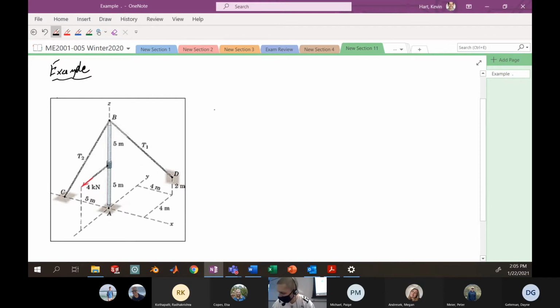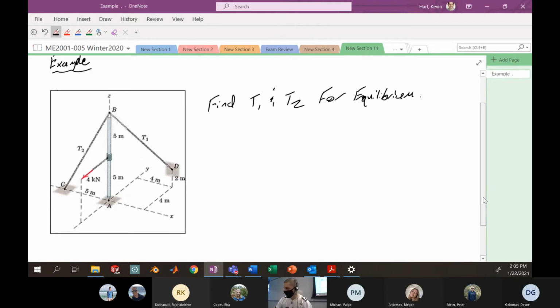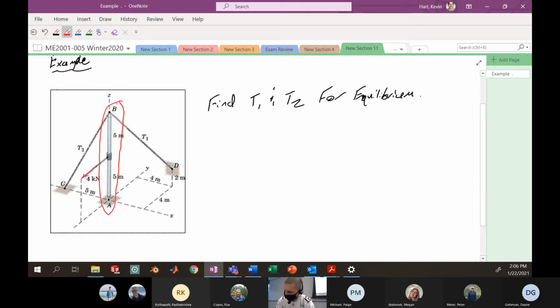And really what we want to do is find T1 and T2 for equilibrium. All right. Okay, so let's do it. First thing we want to do, always for these types of problems, draw a free body diagram. And specifically in the problem, we're asked about drawing a free body diagram of this vertical post here. So I'm going to draw a free body diagram of that vertical post AB. So let's go for that.